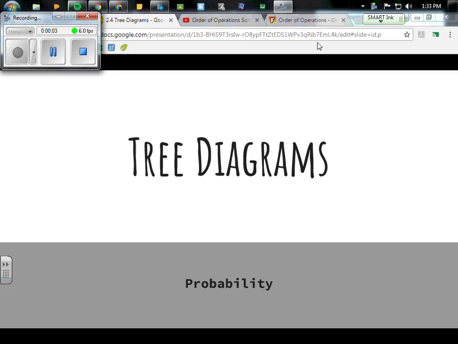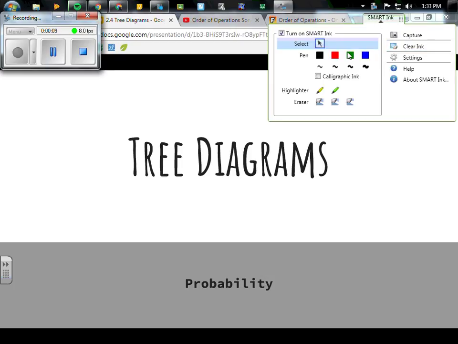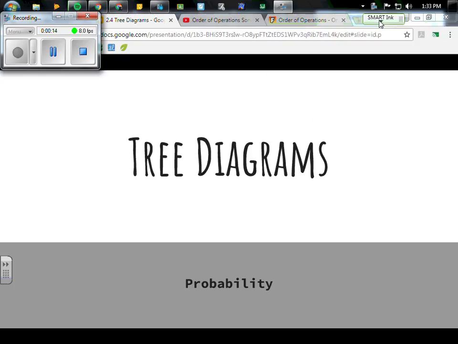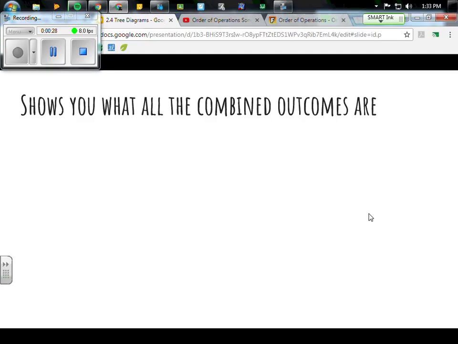Hi everybody. So in class today we started talking about tree diagrams. Tree diagrams are kind of a weird thing, but they're pretty useful when it comes to writing out and organizing all the options that you would have whenever you combine several events. So let's dig into tree diagrams and figure them out a little bit more.